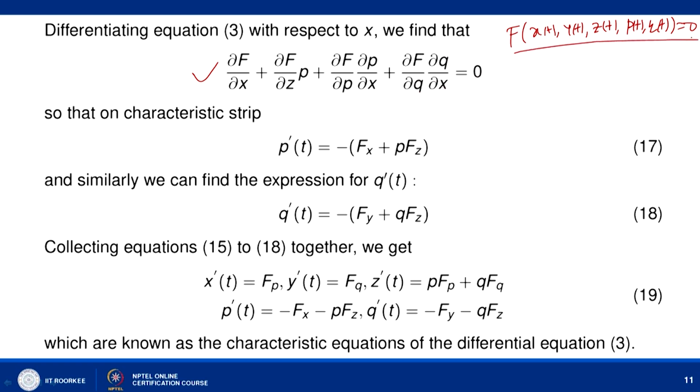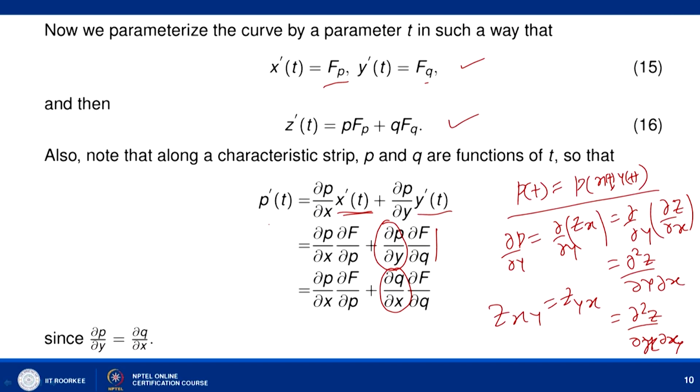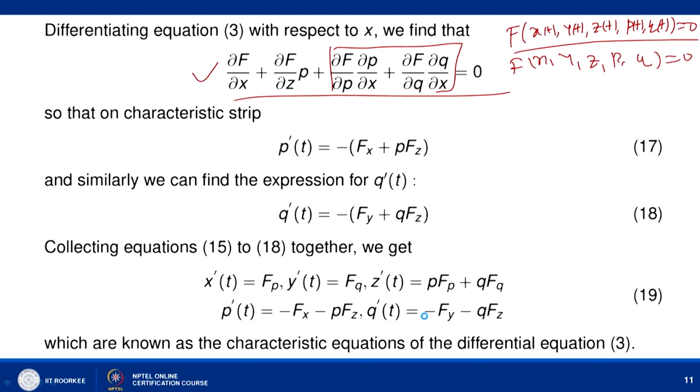Right now I cannot use this because I really do not know whether this curve lies on the surface, or on the solution of this partial differential equation. So, right now we simply use that f of x, y, z, p, q is equal to 0. Differentiating with respect to x, we have this relation, and here we can get this value, which is written here as p dash t equal to this value. So, on the characteristic strip, your p dash t is equal to minus of f_x plus p f_z.